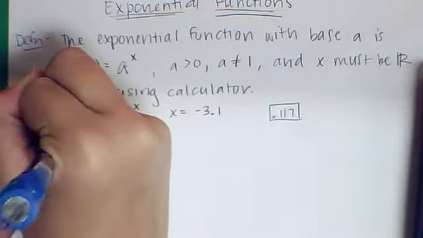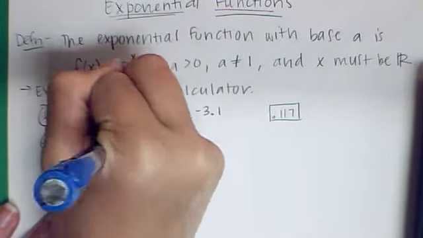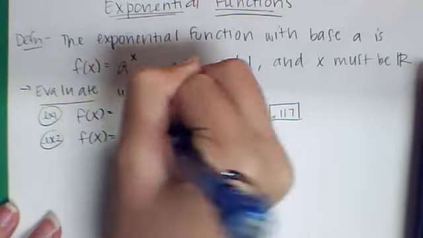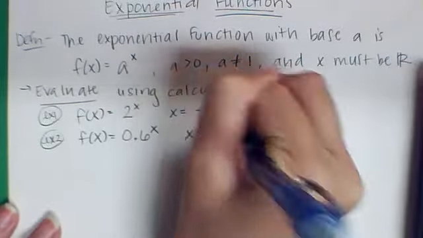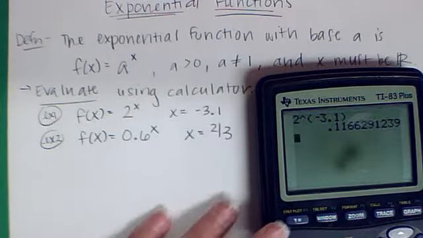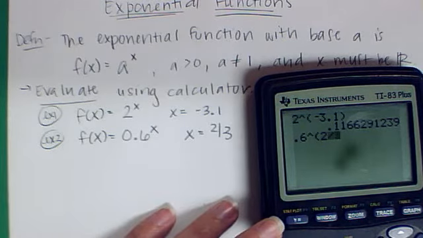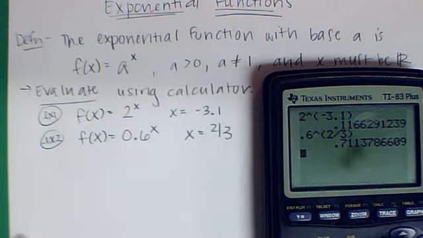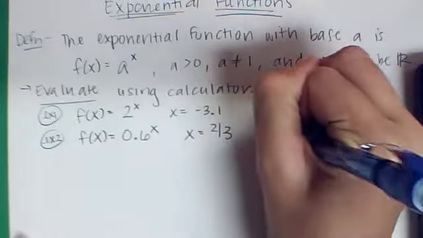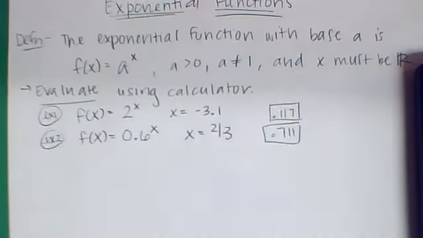Let's try another one. If I do f of x equals 0.6 to the x power, where x is 2/3. Here's where it starts to become really important for me to put that in parentheses. So I do 0.6 to the 2/3, and it's 0.711. Nothing overly complicated about that. Again, just watch out for those parentheses.